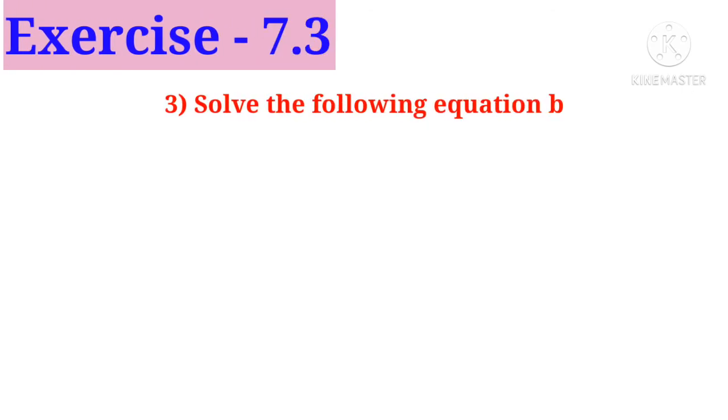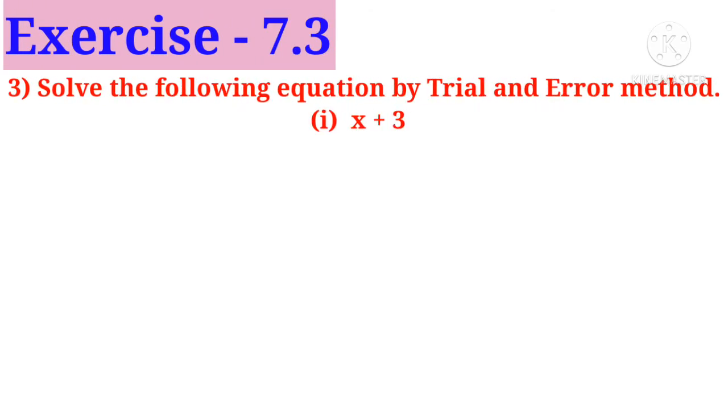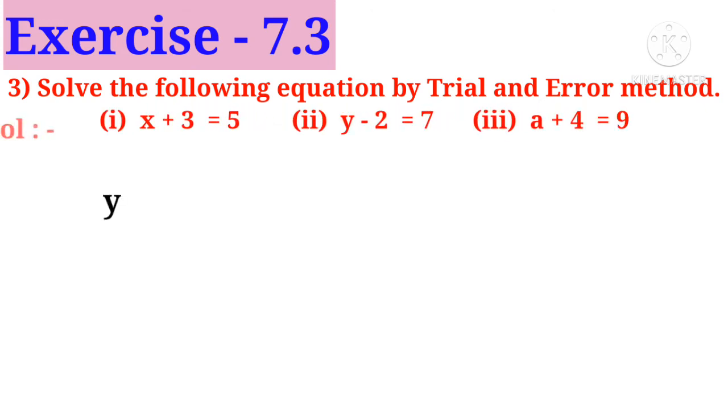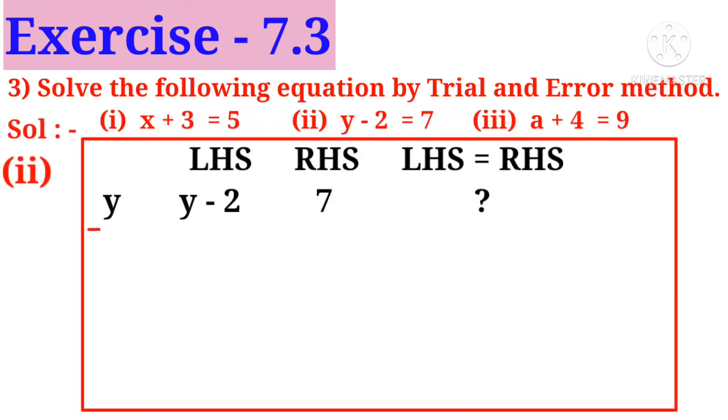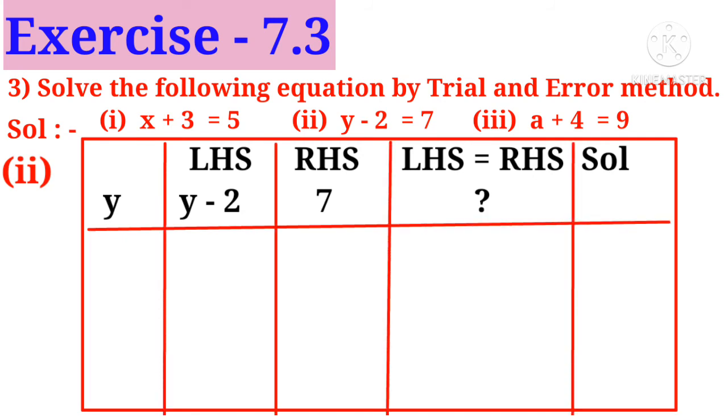Now let us take third problem. Solve the following equation by trial and error method. 1, 2, 3. First problem is already done as an example. Now second problem. Y minus 2 is equal to 7. We have to put values for y from 3. Put y is equal to 3 on LHS, that is y minus 2 is 3 minus 2 is equal to 1. RHS 7. 1 is not equal to 7, so it is not the solution.